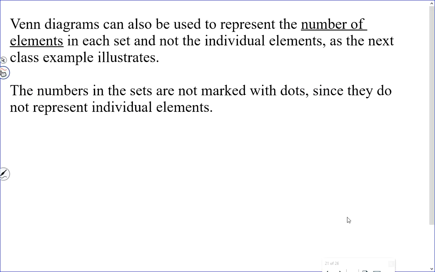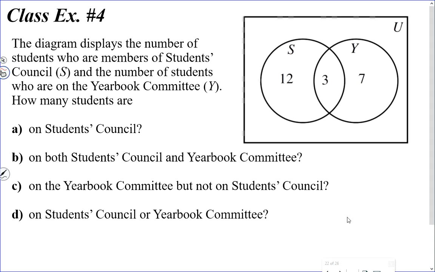So now we're going to talk about numbers. This is a Venn diagram that shows members of student council, that's set S, members of the yearbook committee, that's set Y, and then U is the universal set. So you'll notice that none of these numbers have a dot after them, which means they are not elements, they are how many elements. So how many are on student council?